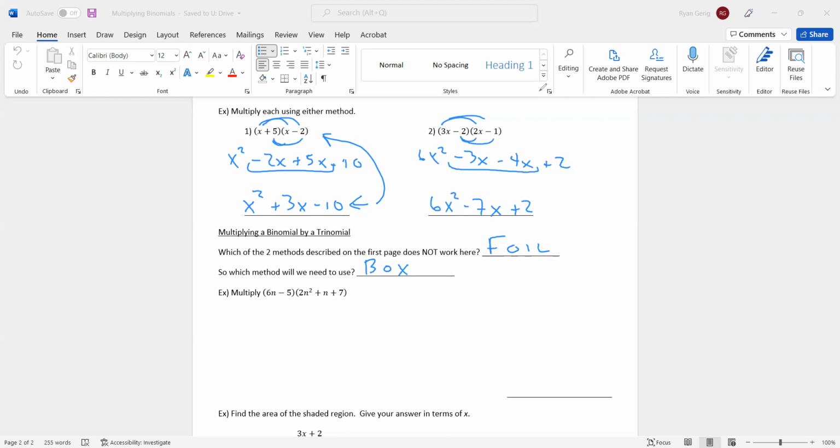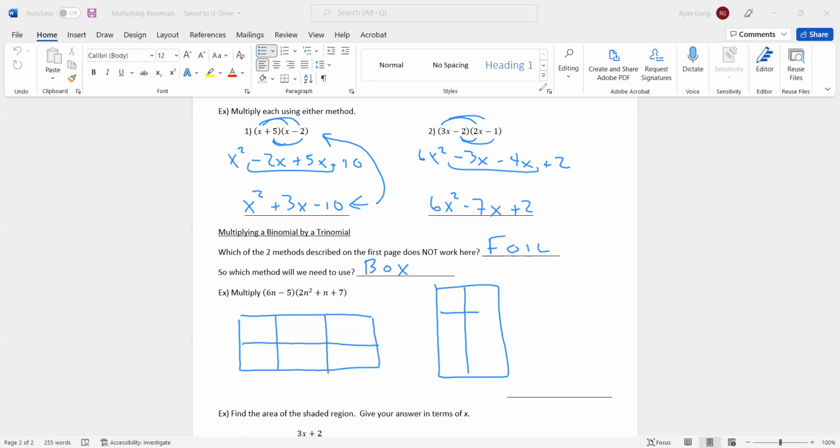Okay. So we've got 6n minus 5 times 2n squared plus n plus 7. A little bit more advanced here. So what I'm going to do is I'm going to set up a box. But the box is not going to be a square. It's going to be a rectangle. Now, the way I set it up may not be the same way you set it up. You might set it up like this. And that would be fine.